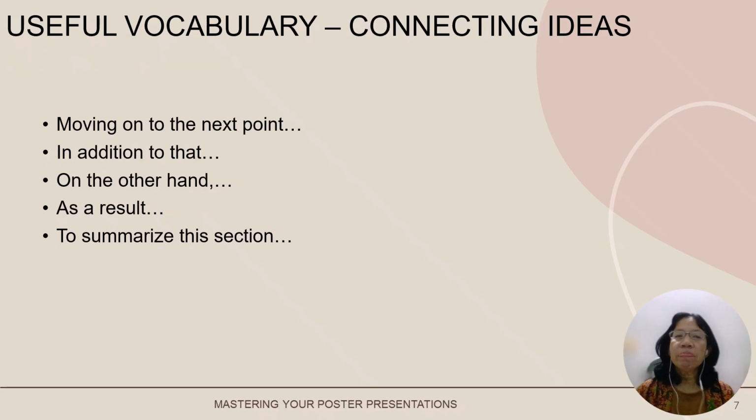A professional presentation must flow logically. You need clear signposts, transitional phrases to guide your audience smoothly from one idea to the next. These phrases prevent your presentation from sounding choppy or disorganized. When you are ready to conclude one topic and introduce the next one, use a clear signal. "Moving on to the next point." This is a straightforward and effective way to change direction.